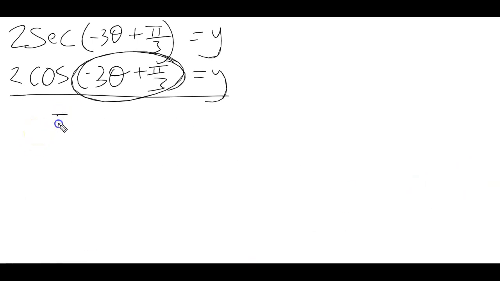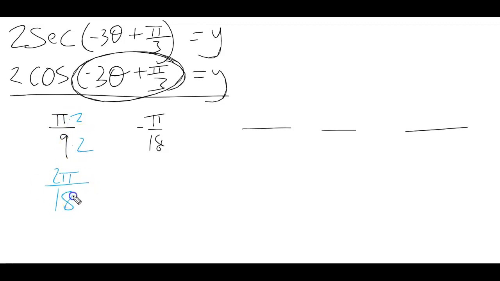So the first angle was pi over 9, and the next one's negative pi over 18, and I need 3 other angles after that. But if you want to find a pattern involving fractions, you need to have them with a common denominator. So what's the common denominator for 9 and 18? It would be 18, right? So I'm going to multiply the top and bottom by 2. So that's going to give me 2 pi over 18. And now I have a better way of looking at this pattern. This is negative 1 pi over 18.